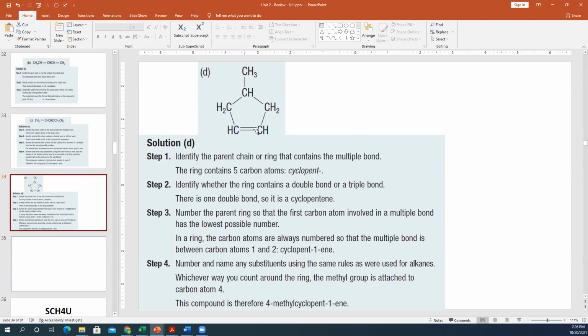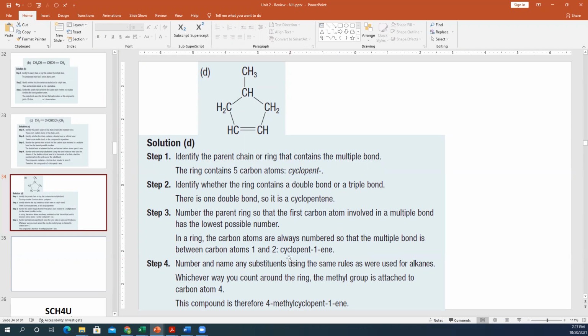Was it Sasan that you were asking about what if there's a double bond in the cyclic hydrocarbon ring? So here's an example. Here you see it's a cyclopent, but because there's a double bond, it's a cyclopentene, right? I know somebody was asking about what if there's a double bond. The parent chain is a 5-carbon atom, it's a cyclopent, but because there's a double bond here, it's a cyclopentene.